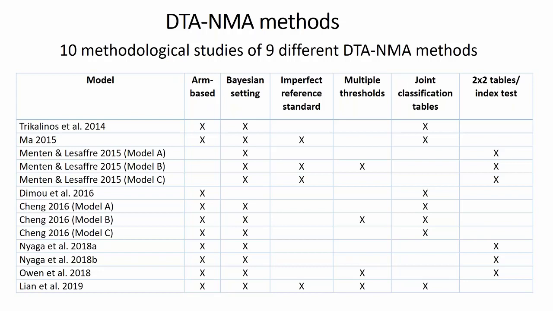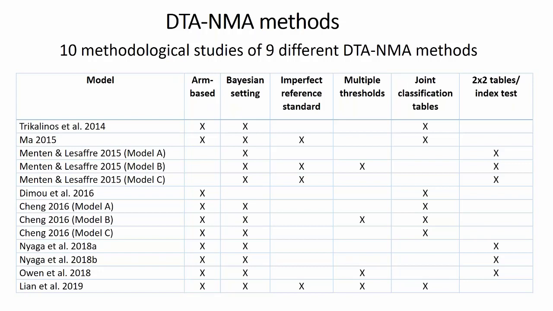Inyaga proposed a 2-stage arm-based hierarchical model that uses the logit transformation of sensitivity and specificity. Then in a second paper, they proposed a 1-stage arm-based approach where they use a copula model to describe the dependency between sensitivity and specificity. The Owen approach is also arm-based and similar to the Inyaga 1-stage model, but it allows for multiple thresholds per study for a test.